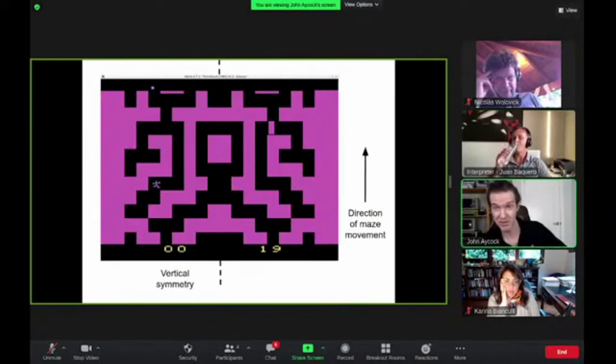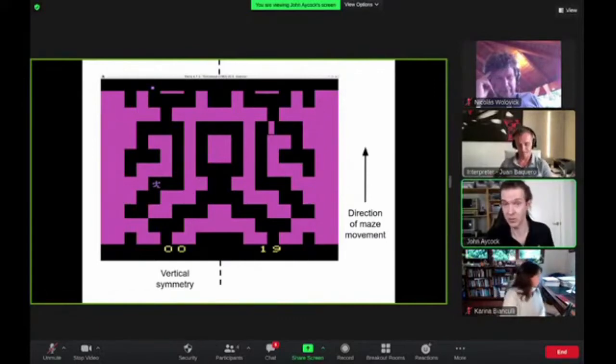Mazes were featured in a number of early games, and in Entombed, this is the maze which would continuously scroll upwards, and you can see that the maze layout was symmetric.